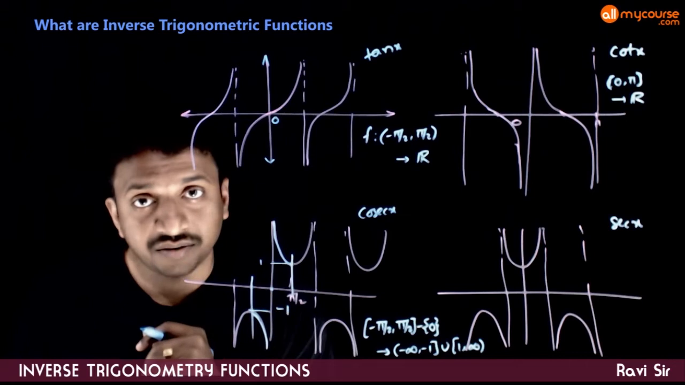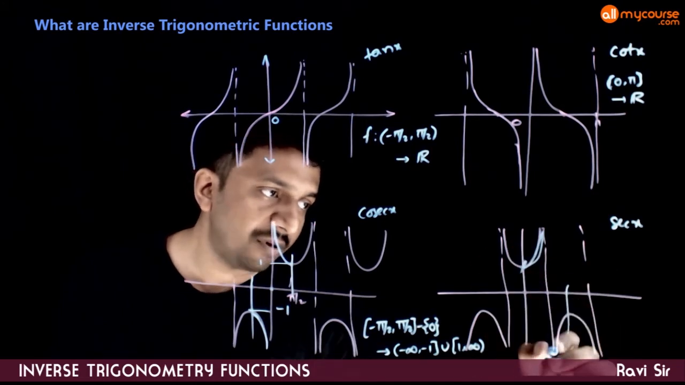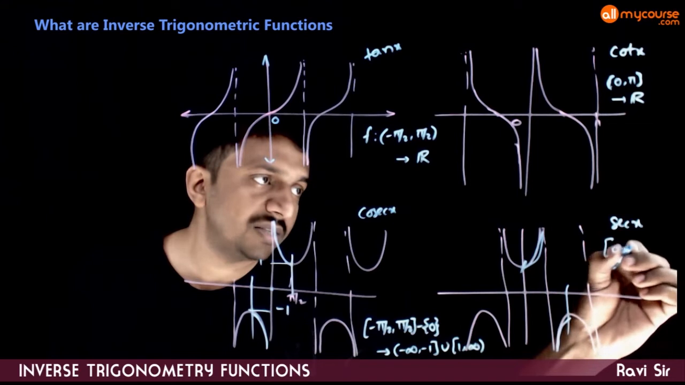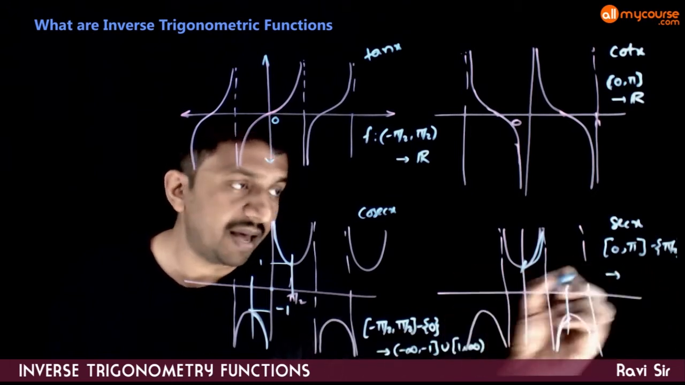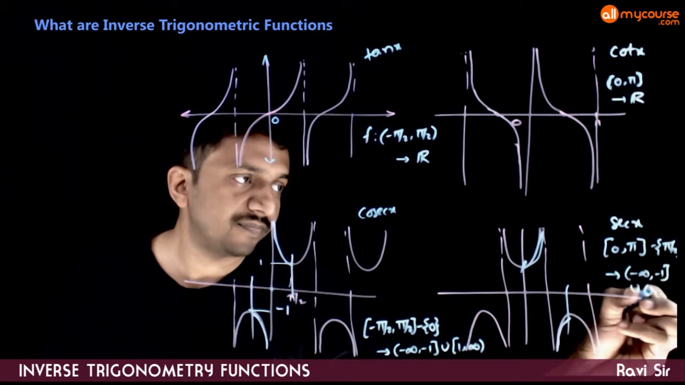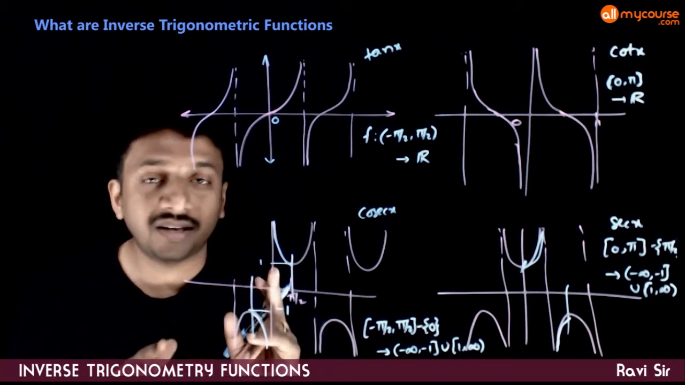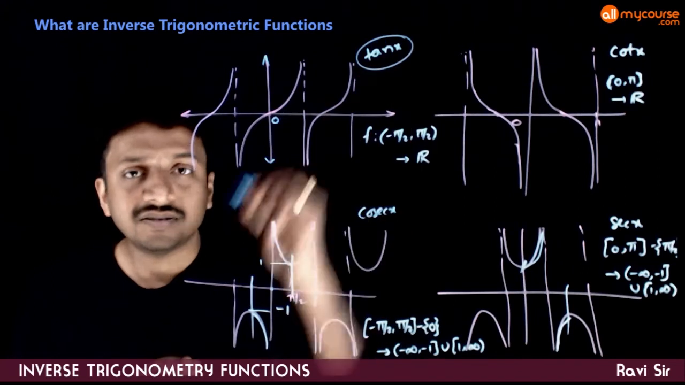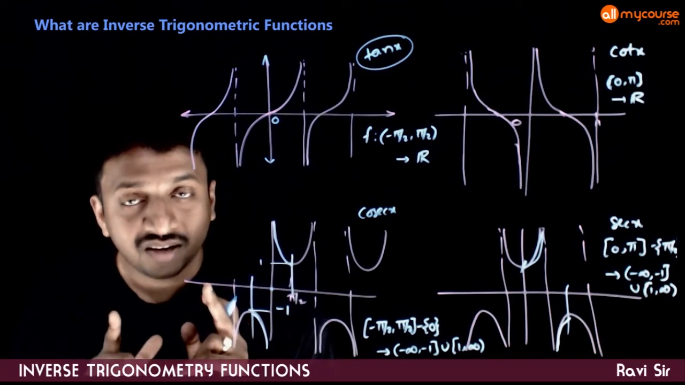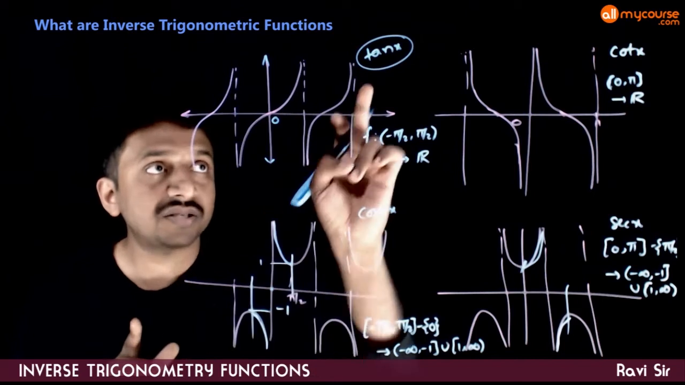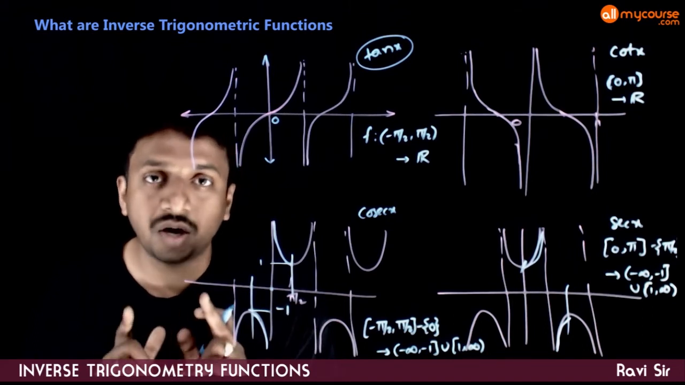The function is bijective. For secant x, we take half of this arm and half of this arm. So the domain is closed 0 to pi except pi by 2, and the range is again the same as cosecant. So these are the restrictions of the domain and range for the trigonometric functions under which the inverse can be defined. So the functions sine inverse, cos inverse, and so on are inverses of the trigonometric functions only within those domains and codomains. So this is what you need to understand clearly.